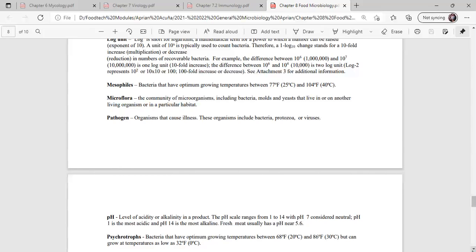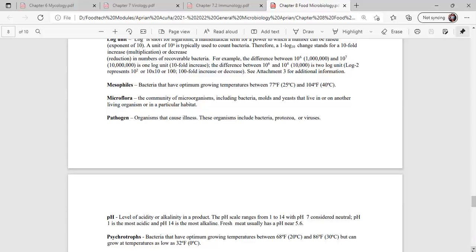Then you have your mesophiles. Your mesophiles, ibig sabihin na bacteria that have the optimum growing temperature between 77 degrees Fahrenheit or 25 degrees Celsius, that is your room temperature, and 104 degrees Fahrenheit or 40 degrees Celsius. This is usually the body temperature among mga bacteria which can easily grow sa aton human body.